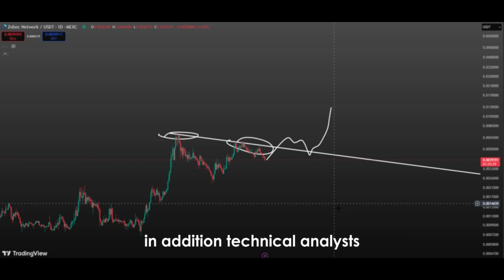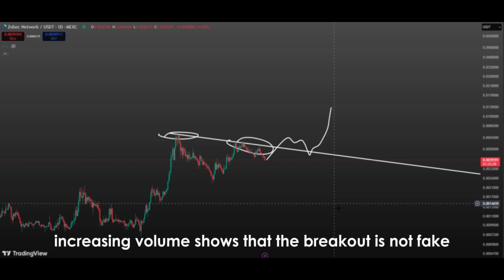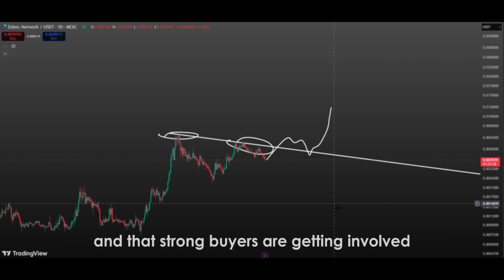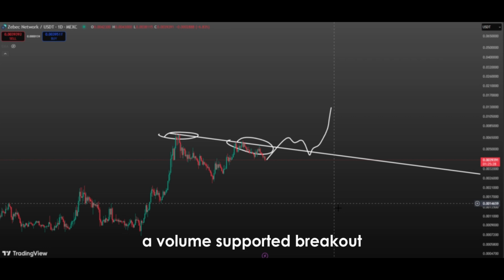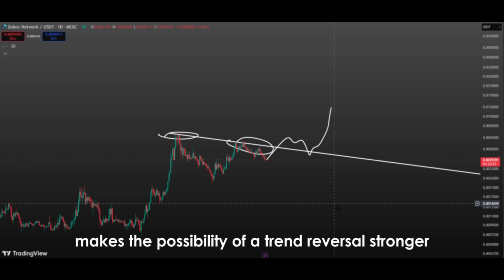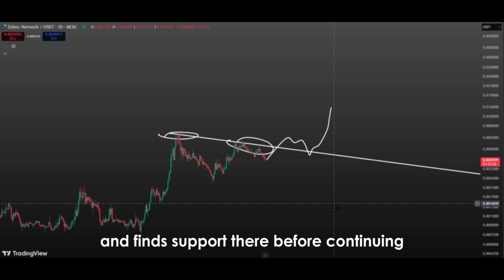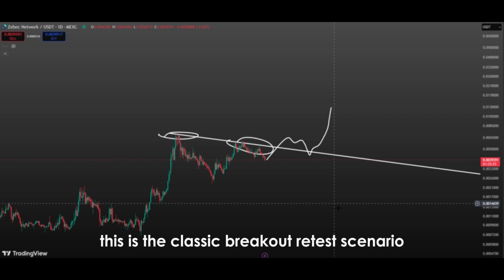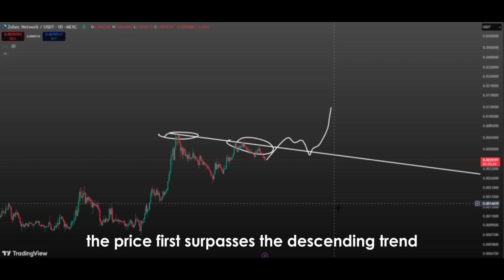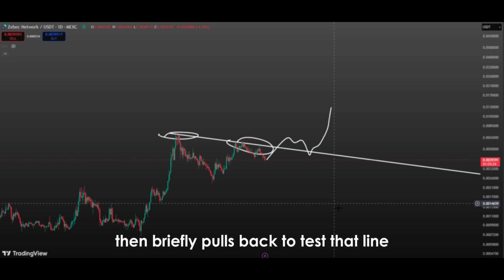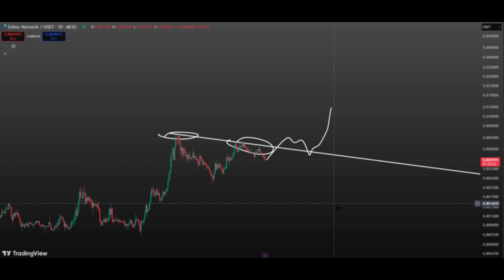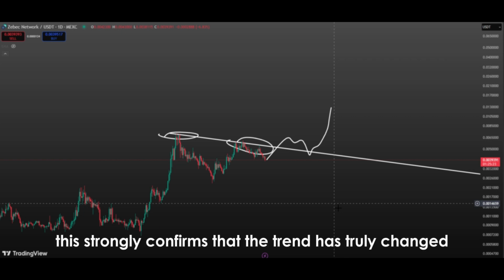In addition, technical analysts use some supplementary indicators to confirm the breakout. For example, increasing volume shows that the breakout is not fake and that strong buyers are getting involved. A volume-supported breakout makes the possibility of a trend reversal stronger. Also, if the price, after breaking out, retests the trend line and finds support there before continuing, this is a very valuable sign. This is the classic breakout retest scenario. In other words, the price first surpasses the descending trend, then briefly pulls back to test that line, and then rises again. This strongly confirms that the trend has truly changed.